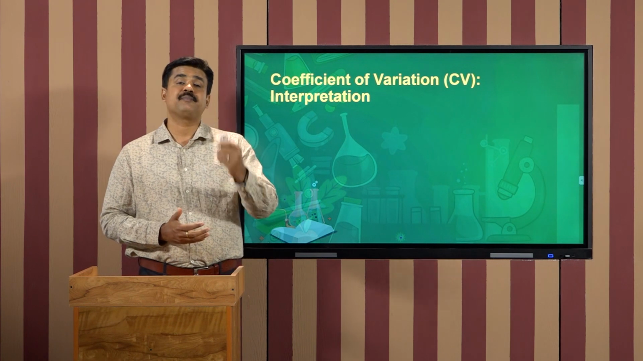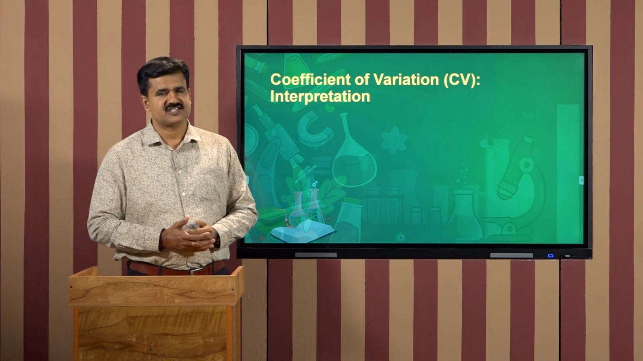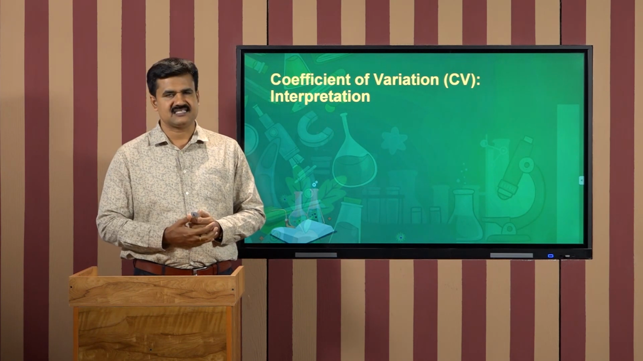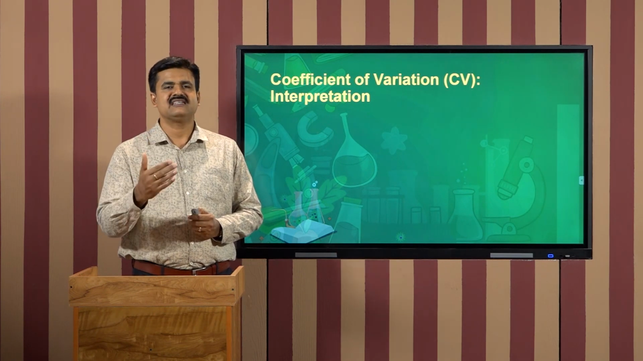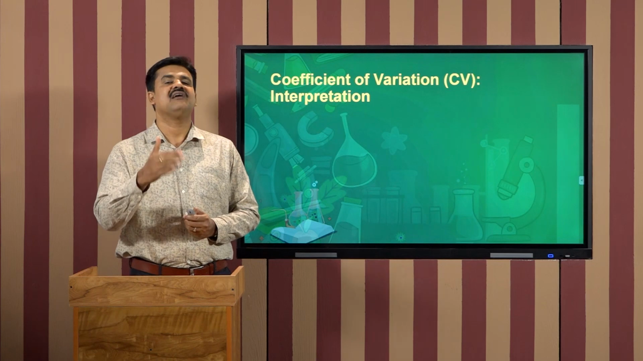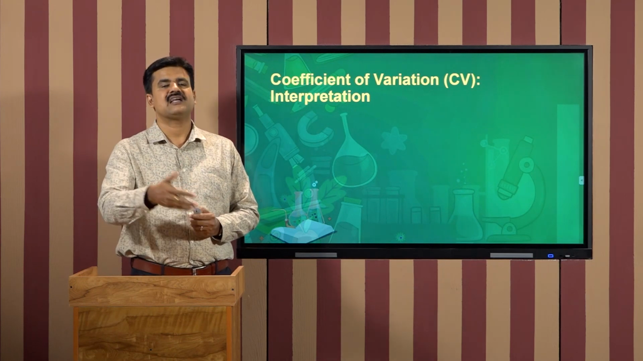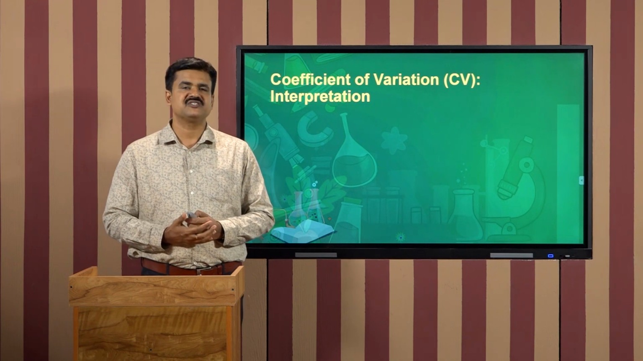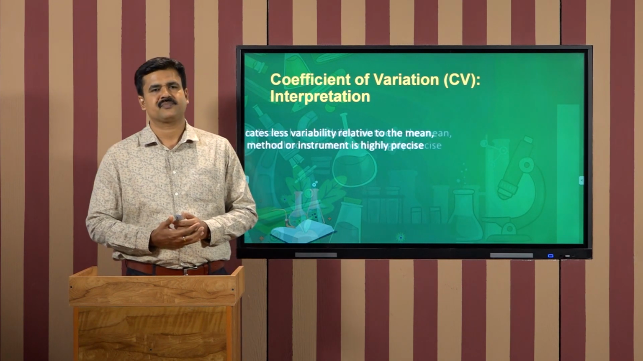Now, interpretation of the coefficient of variation. This is very important as far as the result is concerned. Whenever you get a coefficient of variation value, you have to interpret it, and in the coming slides we are discussing how the interpretation of coefficient of variation should be done.